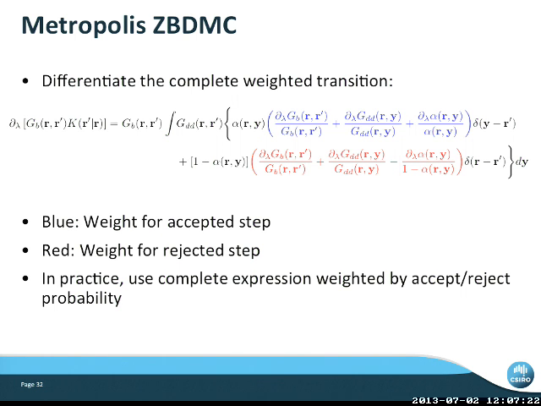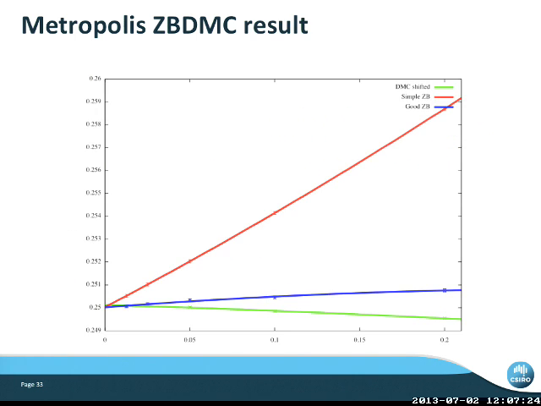So what happens when you do this? The green, as before, is the usual DMC result for an expectation value. The red was just differentiating the normal Green's function, and now the blue is differentiating the entire Metropolis-Hastings step. So you get a very, very much improved time step error.